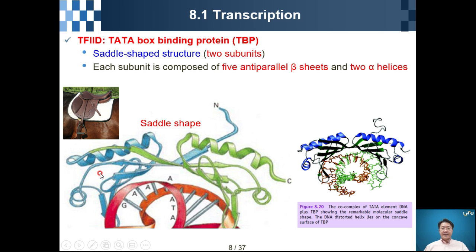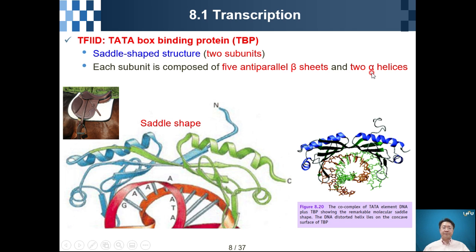Once again, in this slide we cover the transcription factor 2D structure. It shows a saddle-shaped structure. They are one protein, composed from the N terminal to the C terminal, but they look like they have two subunits, a left subunit and a right subunit. Each subunit is composed of five antiparallel beta sheets and two alpha helices. In total, ten antiparallel beta sheets and four alpha helices.